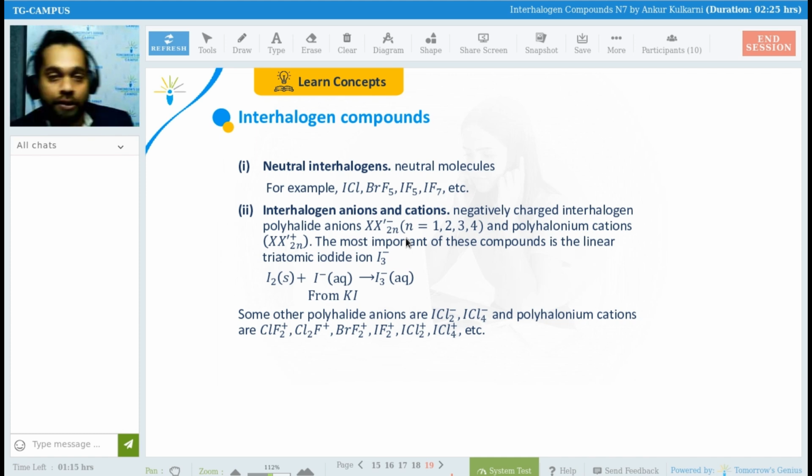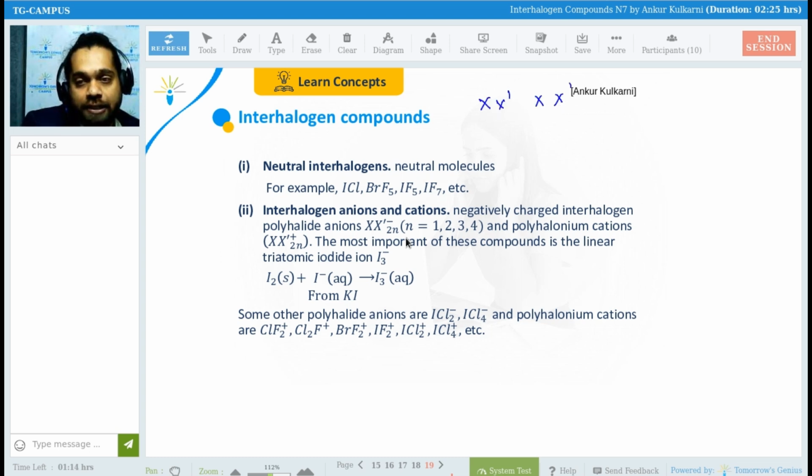Now let us move to interhalogen compounds. A little bit of interhalogen compounds we looked at in the last lecture. Now interhalogen compound, that means what? There is a bonding between the halogens themselves, like halogen reacts with itself. So I have interhalogen compounds like XX', XX'3, XX'5, XX'7.